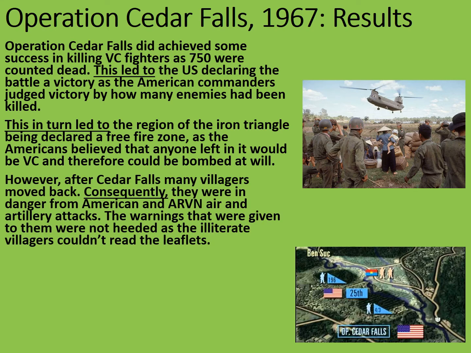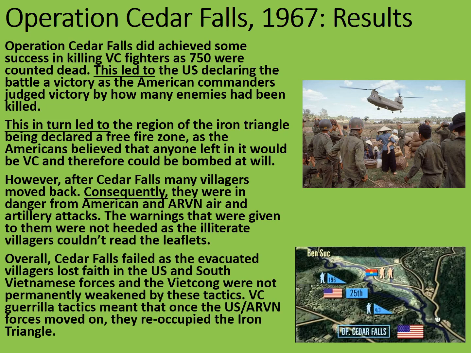However, after Cedar Falls, many villagers moved back. Consequently, they were in danger from American and ARVN air and artillery attacks, and the warnings that were given to them were not heeded as the illiterate villagers couldn't read the leaflets. Overall, Cedar Falls failed as the evacuated villagers lost faith in the US and South Vietnamese forces, and the Viet Cong were not permanently weakened by these attacks. VC guerrilla tactics meant that once the US and ARVN forces moved on, they reoccupied the Iron Triangle.